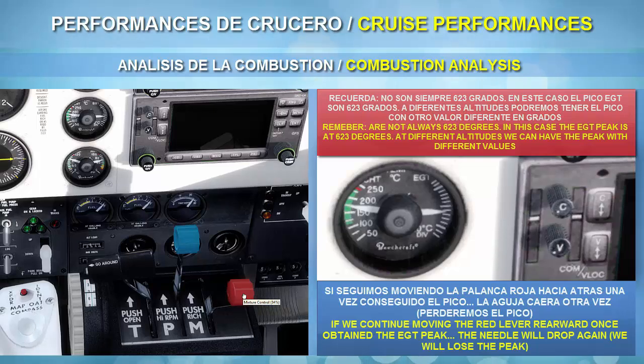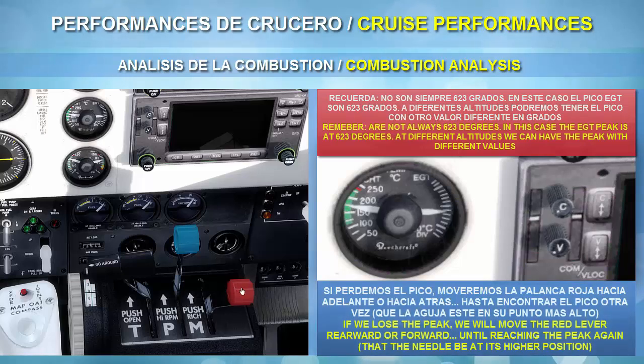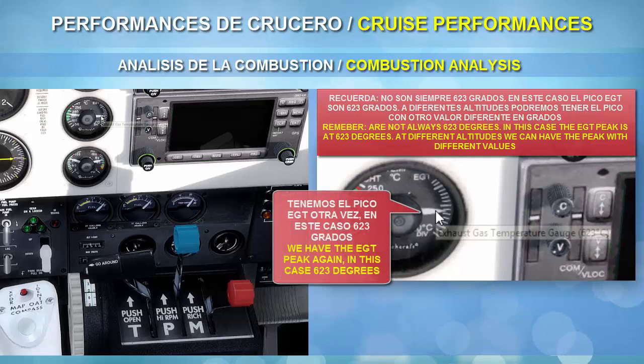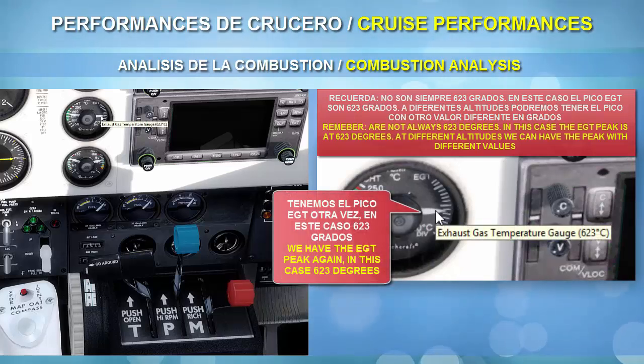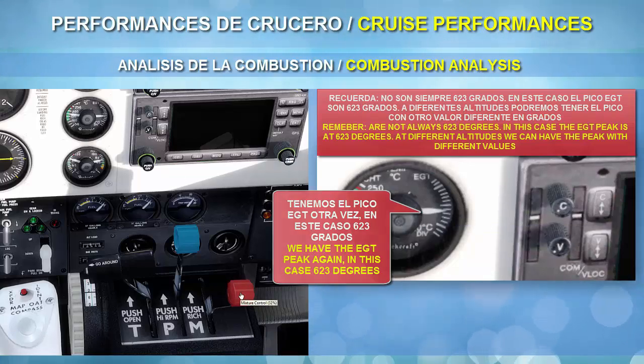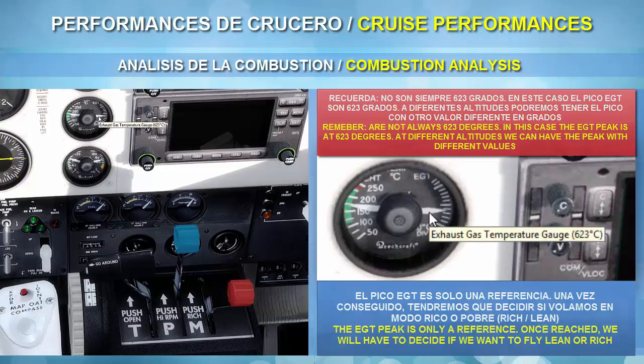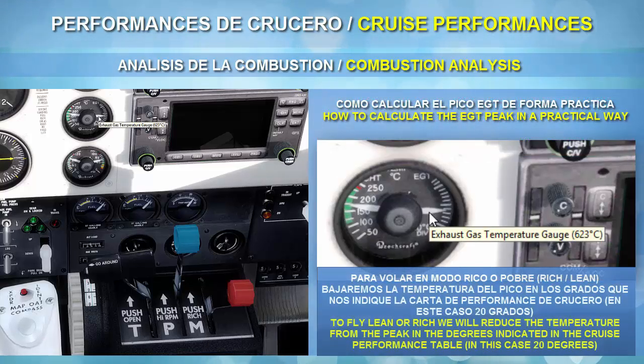But this is only a reference, okay? When we find the peak, we will need to enrich or lean, okay? But anyway, if you lose the peak at any time, you will need to move the red lever forward or rearward until you find the peak again. And you know what happens? When you move the red lever rearward and the needle gets to its higher position, it's the peak. If you move the red lever forward or rearward from there, the peak will drop. The peak will always drop, okay?